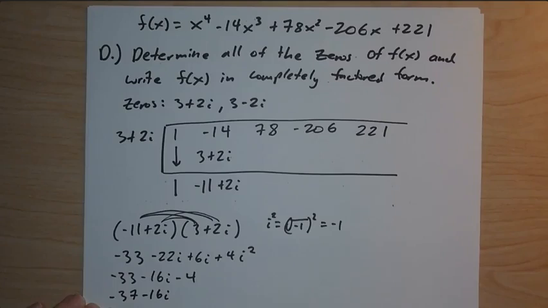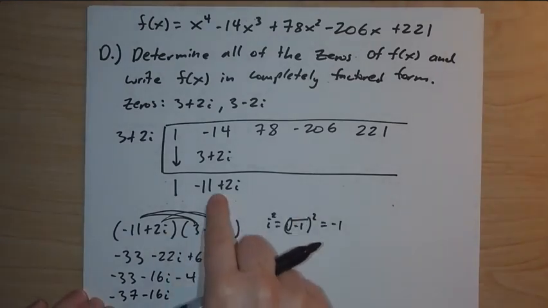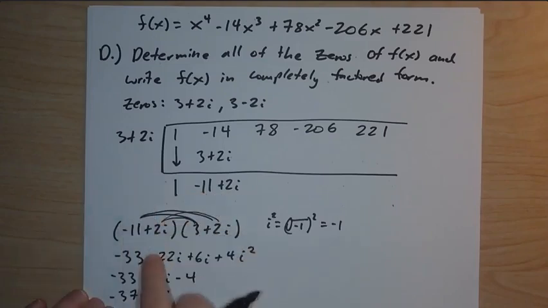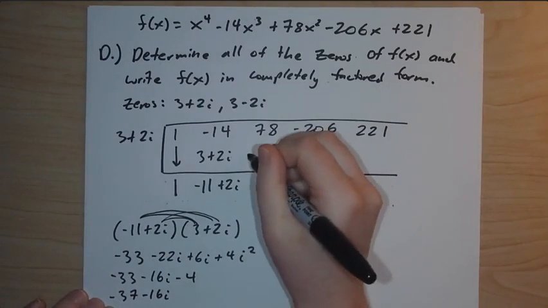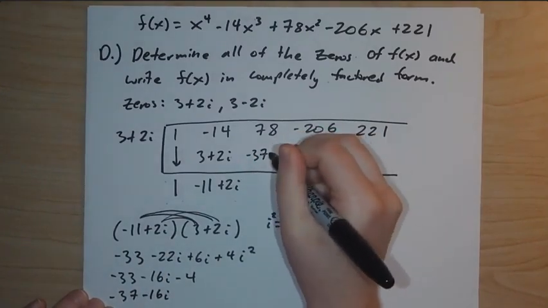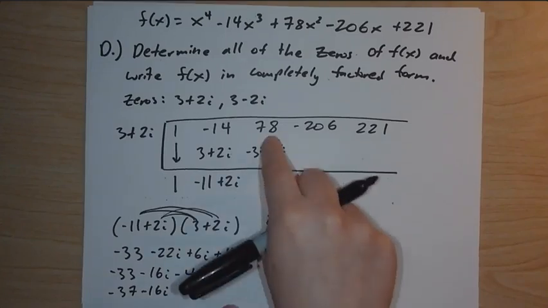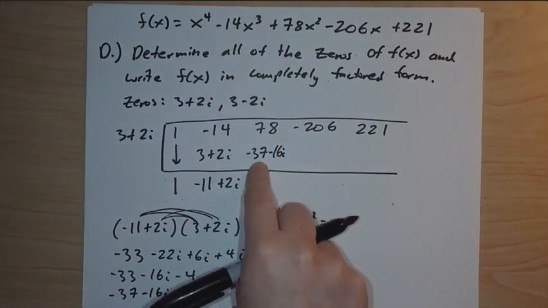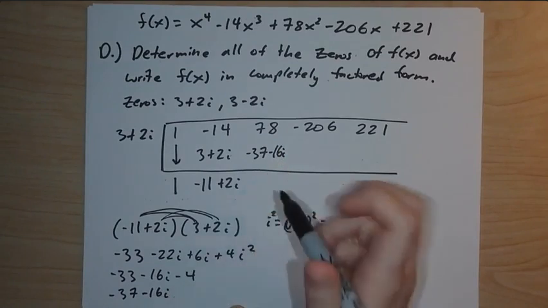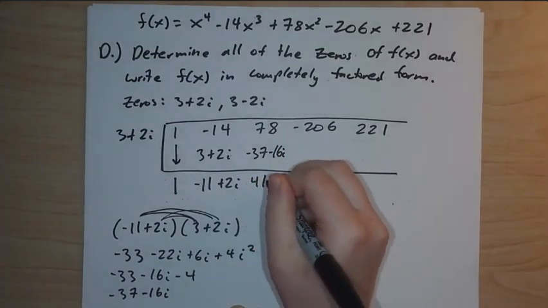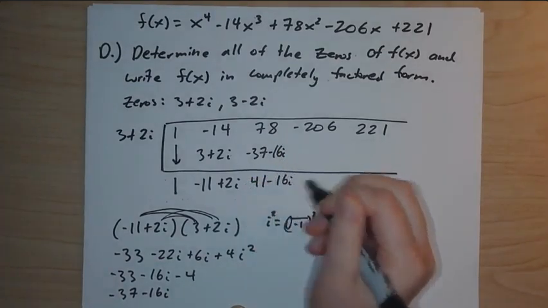So I'm going to skip over the algebra and just show the synthetic division, but every single time that you multiply a complex number by a complex number, it's going to be just like this. So this gives us negative 37 minus 16i. We add 78 to negative 37 and carry the negative 16i. This gives us 41 minus 16i.